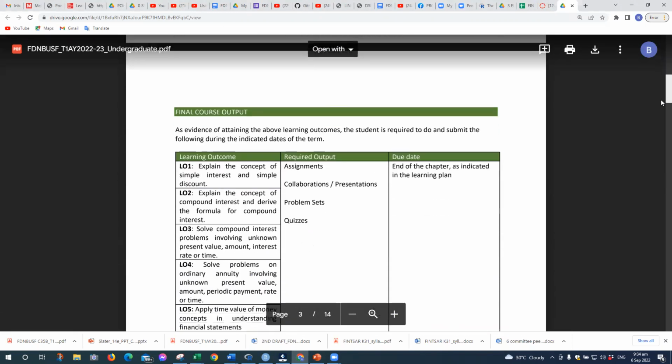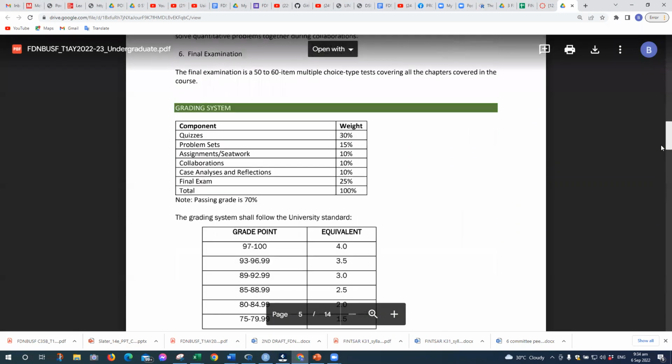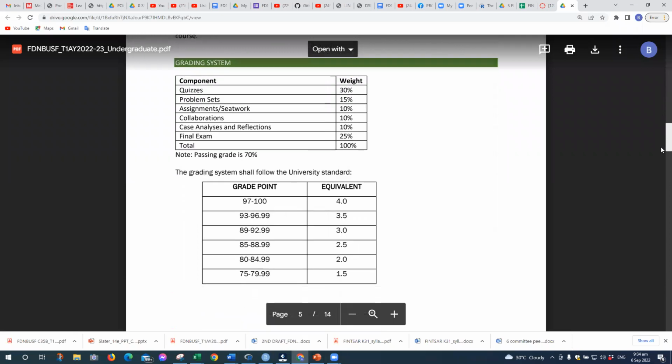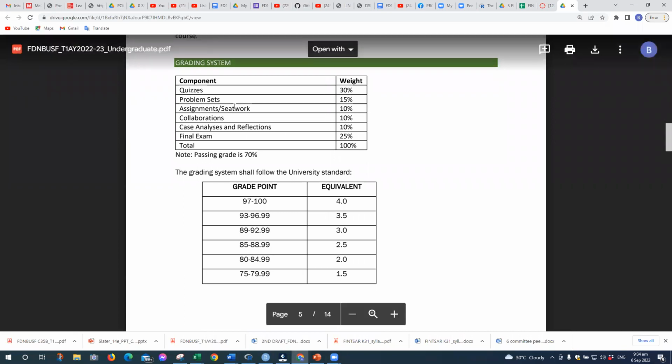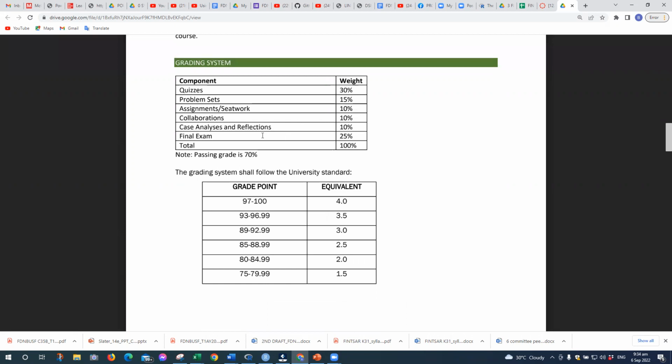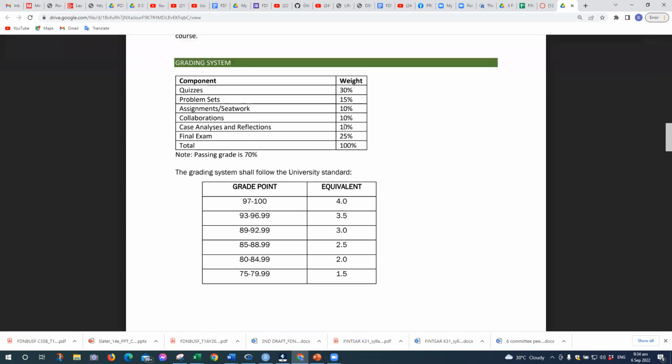Let's go to the topics. The grades first, the grading system. 30% will be quizzes. Problem sets will be given every now and then in the classroom. Then you'll have assignments or seat work, 10%. Collaborations, this will be group work. And then I'll also throw in some case analysis and reflections, 10%. Final exams, case analysis.